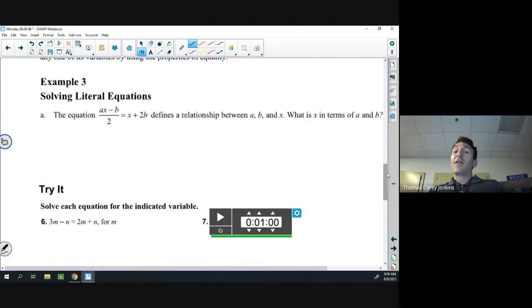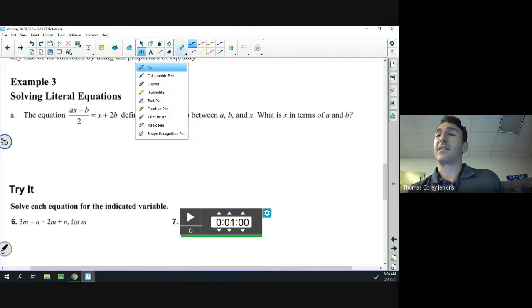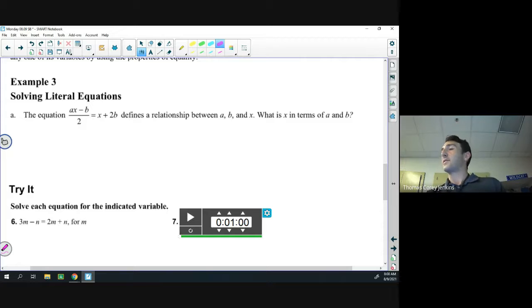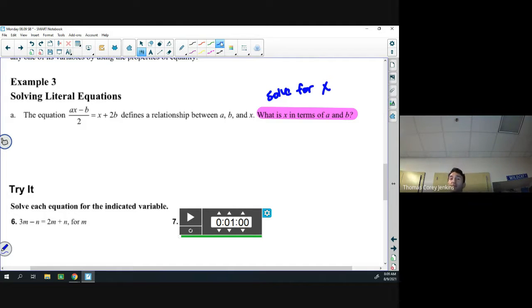Okay, so 3a wants us to solve the equation ax minus b over 2 equals x plus 2b. And they basically want us to solve it. So this is a roundabout way of saying, what is x in terms of a and b? This is another way of just saying solve for x. Okay, that's all they're wanting us to do.